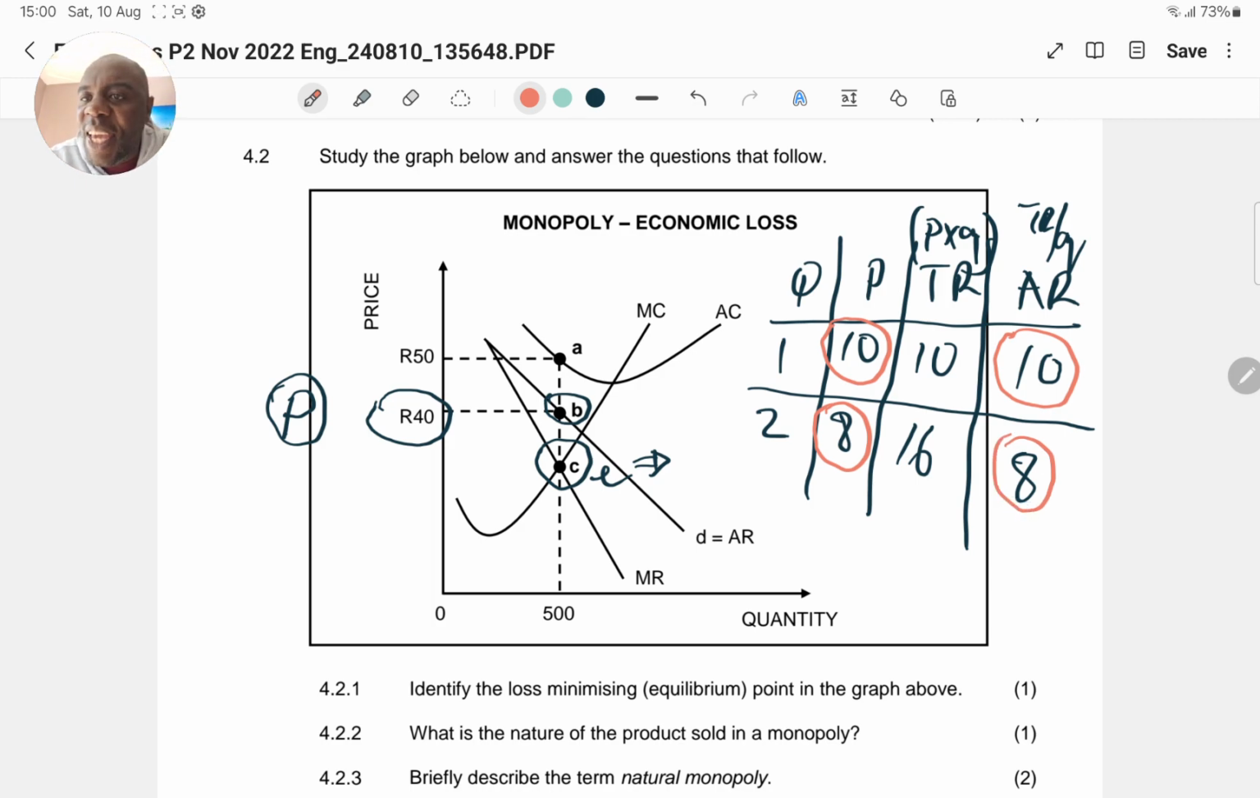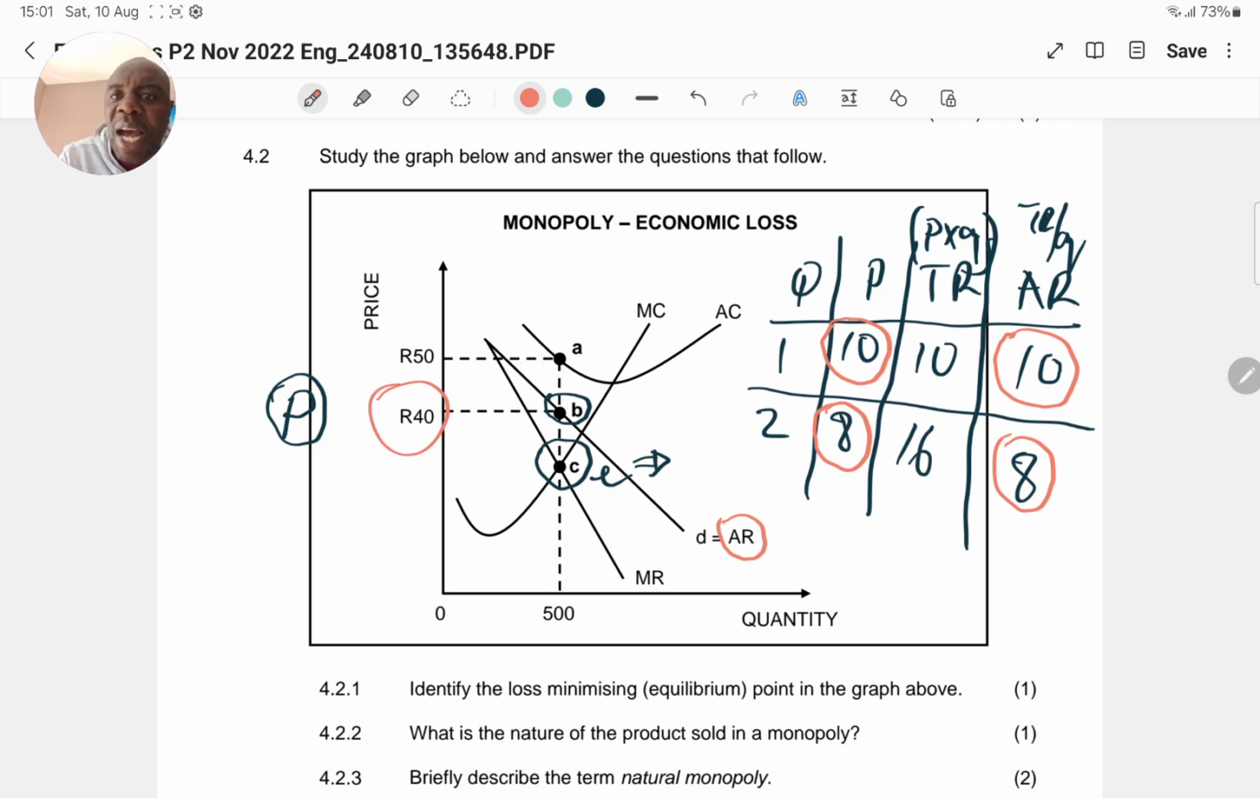So that's how I came to the conclusion that 40 is my price, because it's as a result of point B, which is lying on the average revenue curve. So if my average revenue is 40, it also means that my price is 40. Okay, now let's move on to the 50.